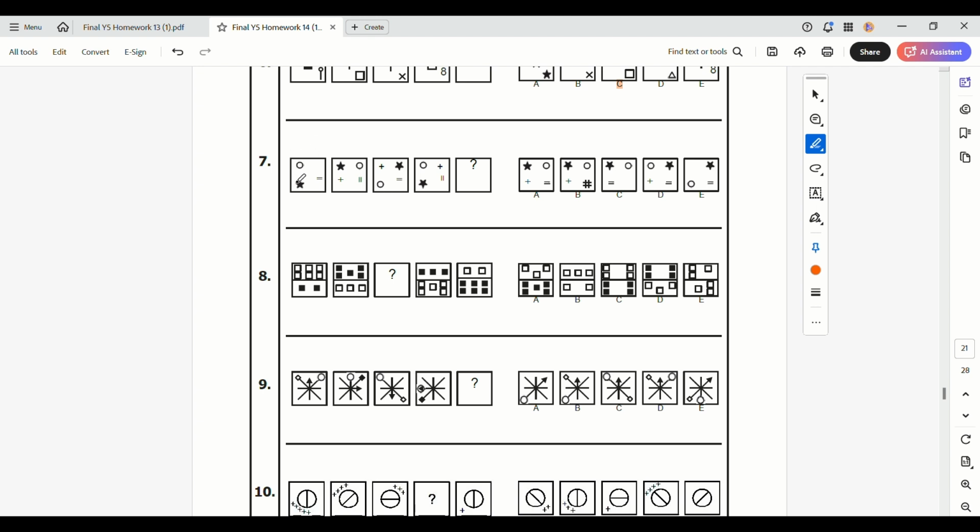Star is rotating, bottom left, top right. Oh, and then it's gone to the bottom left again, surprisingly. So I thought it would have gone to the bottom right. So let's see if there's anything else that's changing. First of all, there's only 3 shapes here.